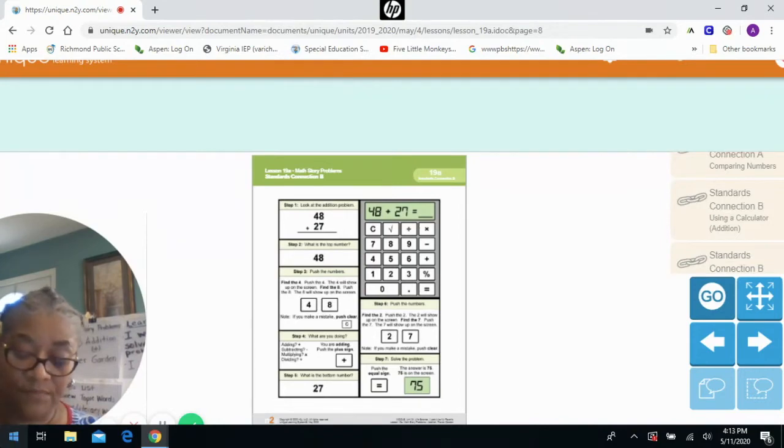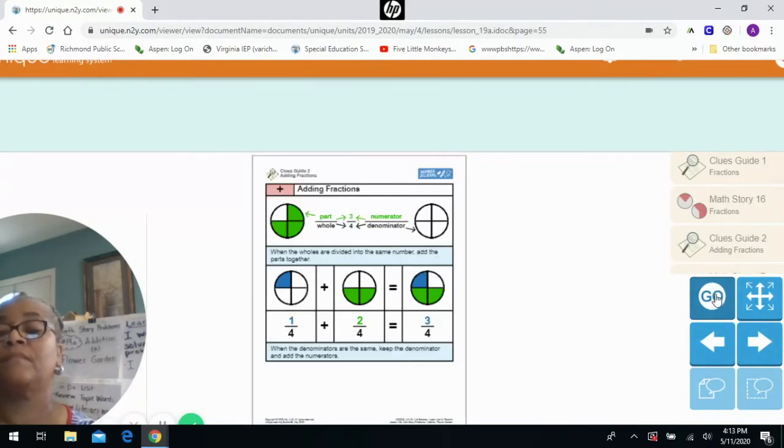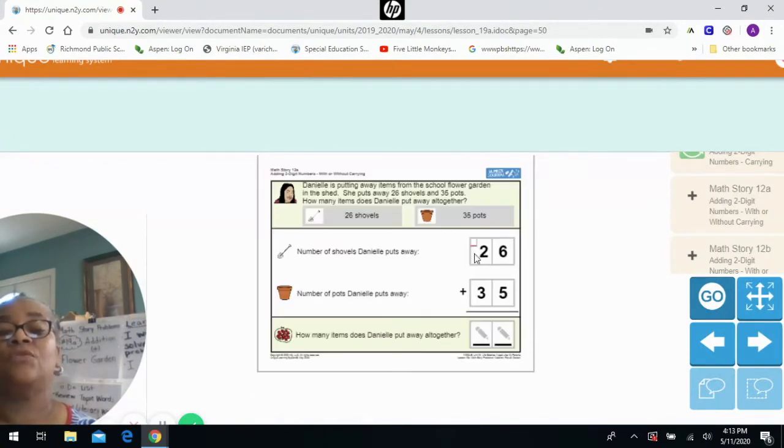So we're going to do some problems that are over the number 50. Okay, so let's go and get that. So just remember when you're using the calculator, you won't have to worry about the carrying right now. We're just practicing with the calculator.